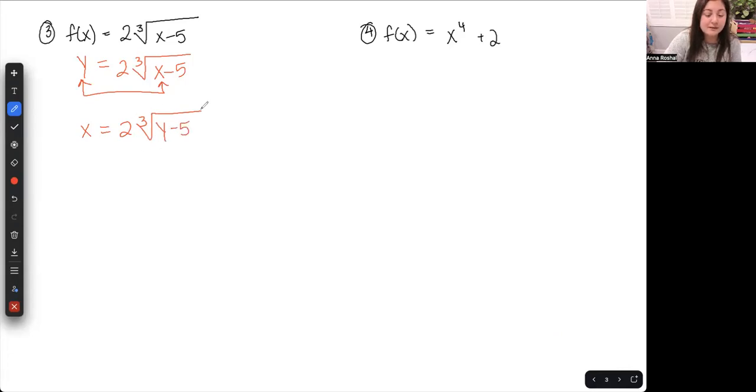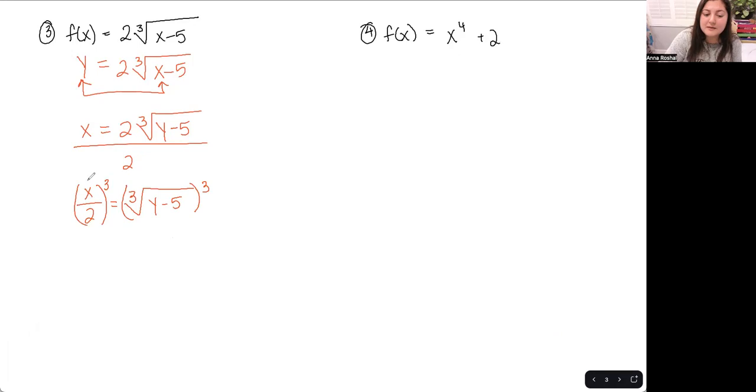So step one, get the radical on its own. We divide by 2 on both sides. X divided by 2 is the cube root of y minus 5. I need to eliminate this cube root, and the only way I know how is to cube it. So I'm going to cube both sides.